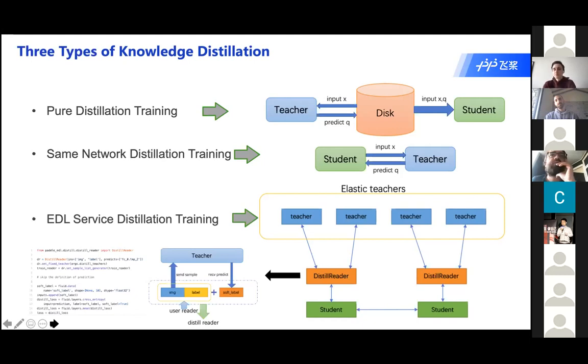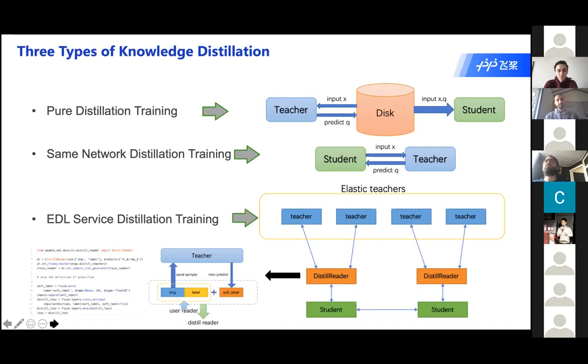And the third one is our distillation training method, which is called the EDL service distillation training. Compared with pure distillation training, EDL service distillation training decouples the teacher model and the student model. The teacher model is deployed as the online inference service, and the student model uses the client's identity to send samples to the teacher model in real time via the internet to obtain the inference result for training. This is like letting the model take the lessons online, and we use distillation reader for communication here. For more details, you can go to check our documentation about how we implement this.